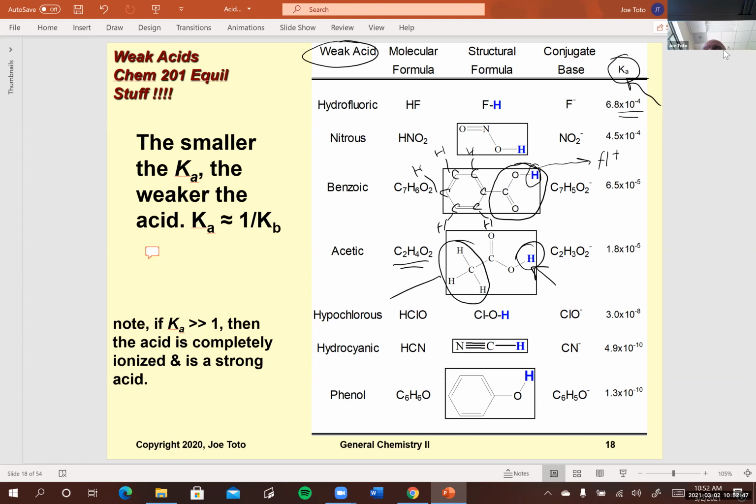Okay, so what else do we have? I have a whole list of Kas. So I'm going to ask you to look at that list of Ka and pick out in that list the weakest of all the acids, of these weak acids. See if you can pick out the weakest one.